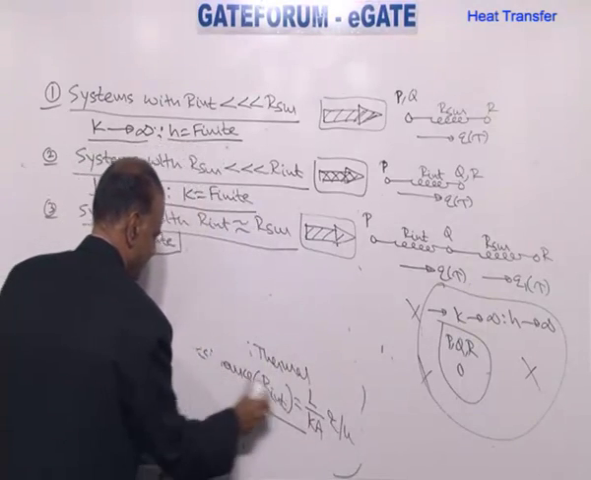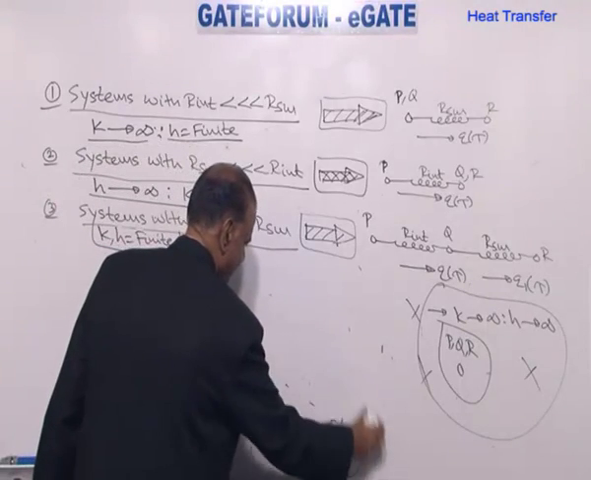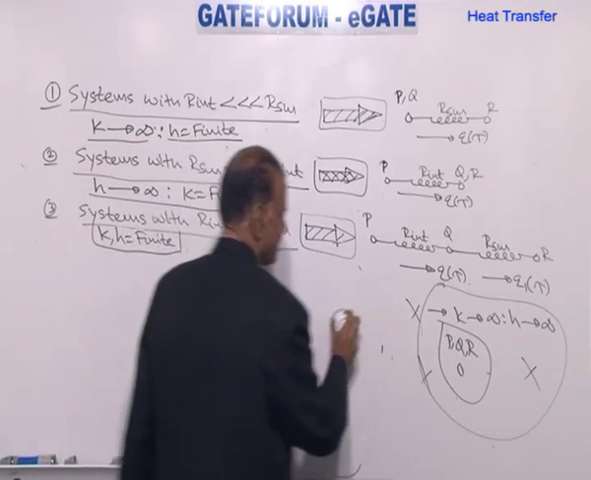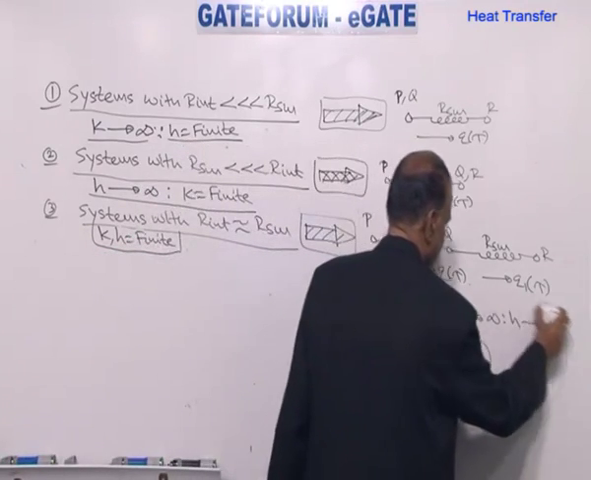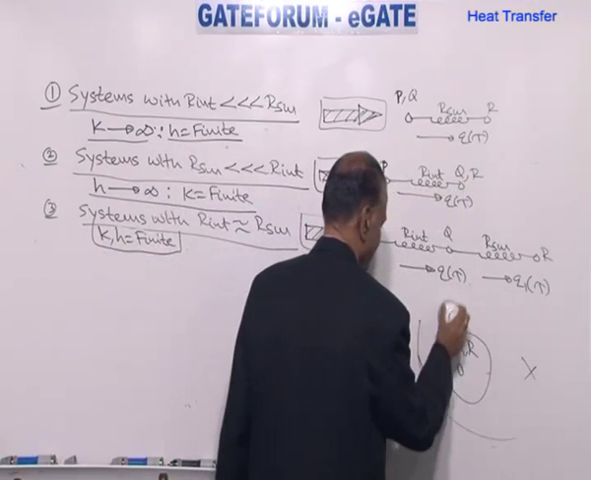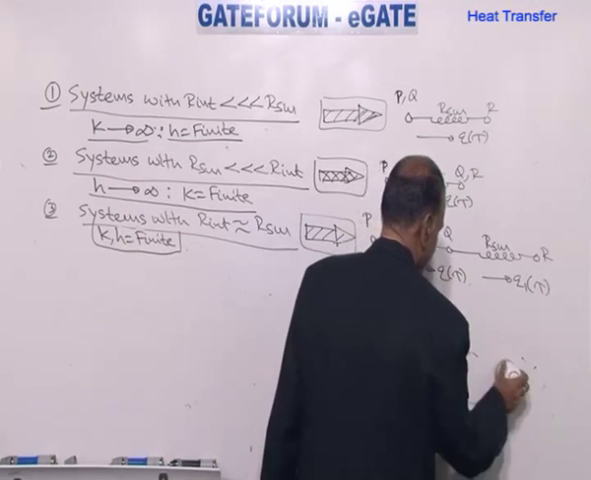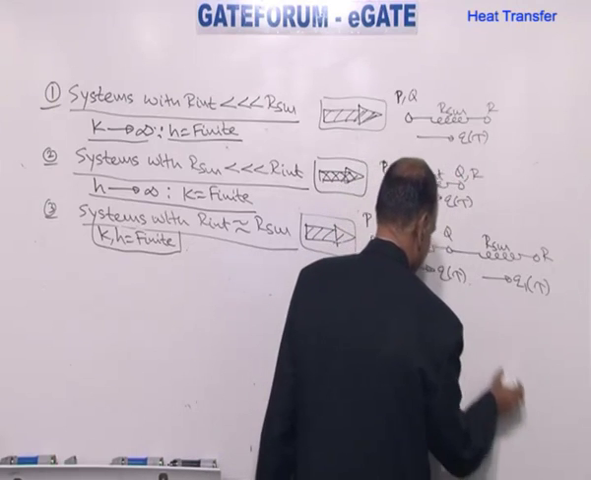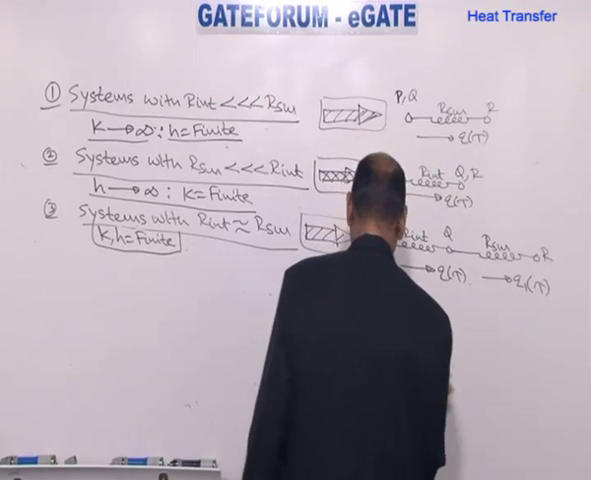So we have systems with negligible internal resistance, large value of K, finite value of H. First one. Systems with negligible surface resistance, large value of H, finite value of K. Second one. Systems with both the resistances comparable, which means finite values of K and H.